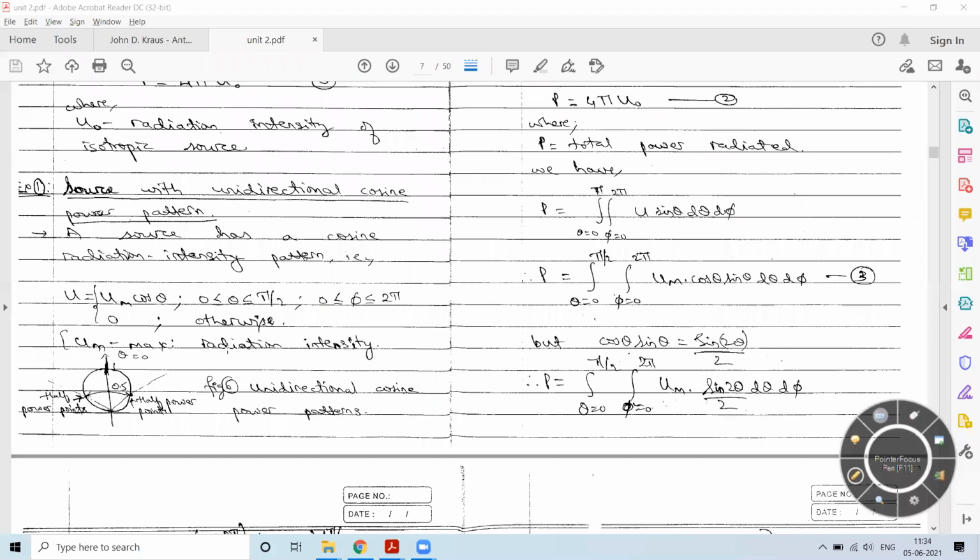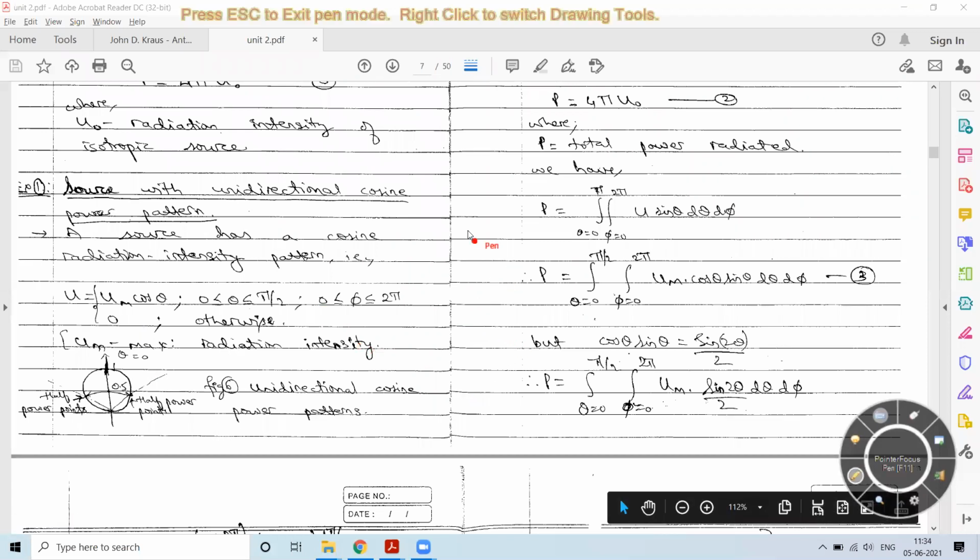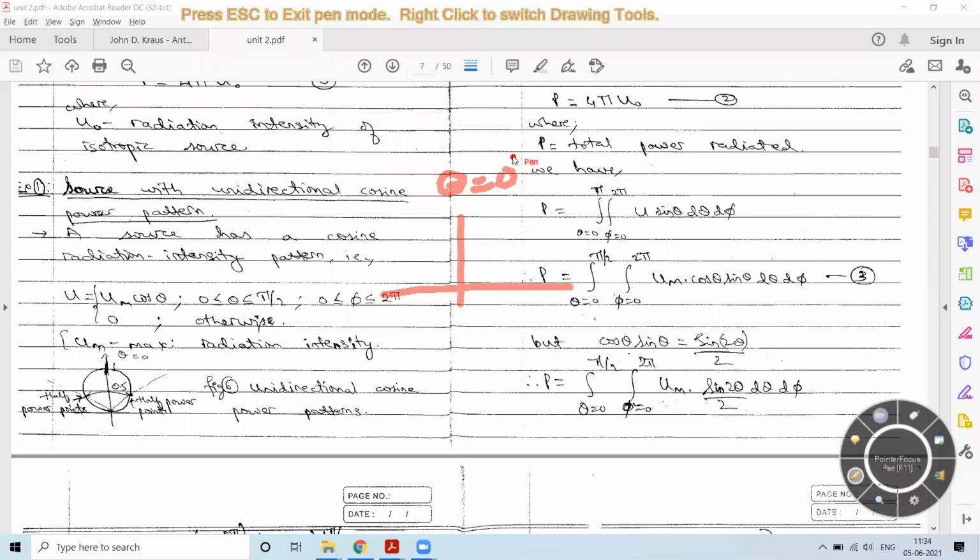For this case, if I try to plot this, consider theta equal to 0 degrees and theta equal to 90 degrees over here. If I substitute the theta values at all possible values from 0 to 90 degrees, I will have the value represented by this equation. So what is cos 0? Cos 0 is 1, therefore it is 1 times Um, so this value will be maximum. And if I substitute theta equal to 90 degrees, it will be 0.